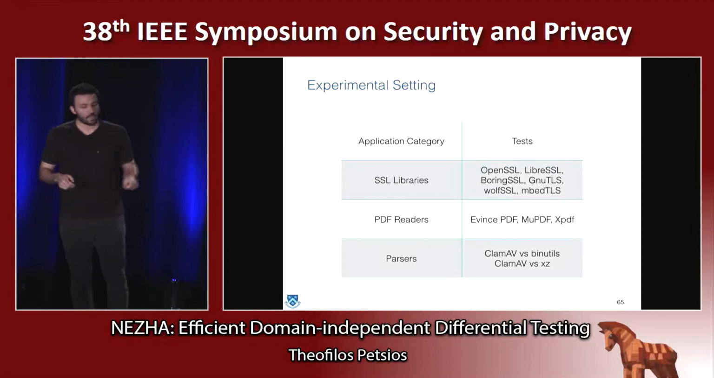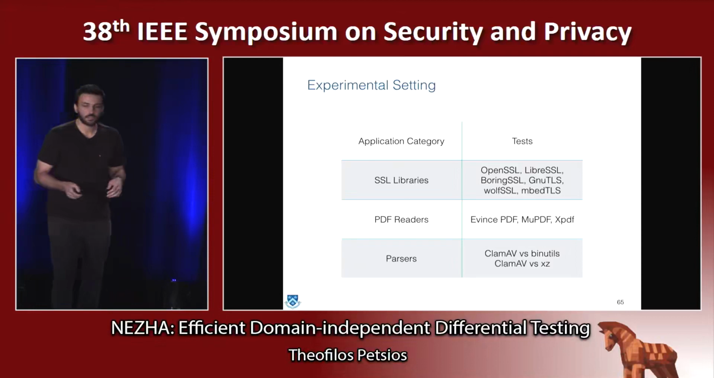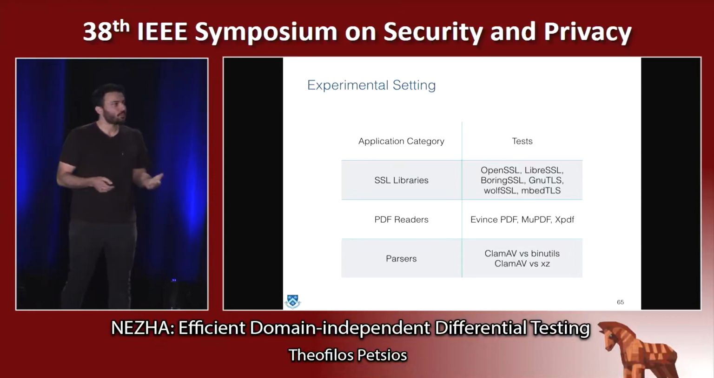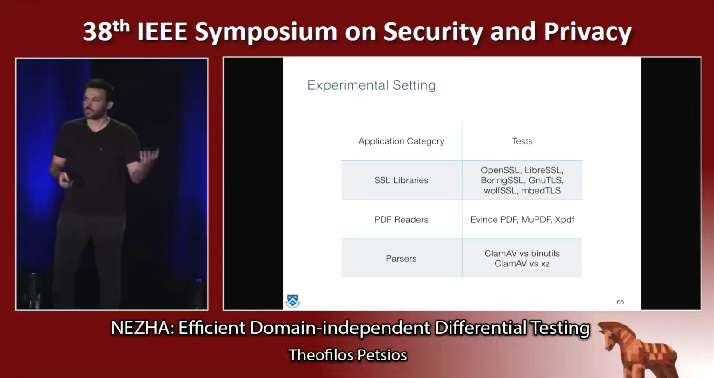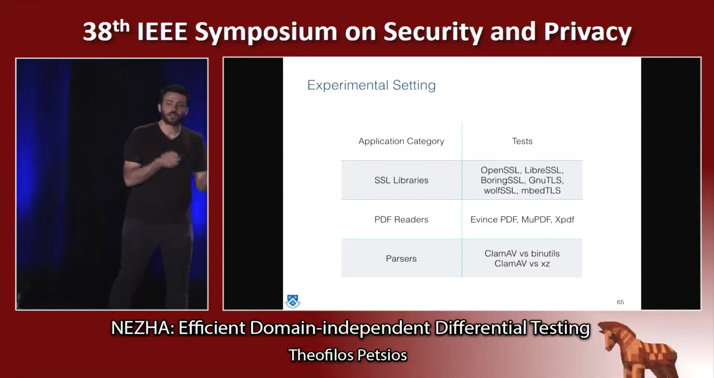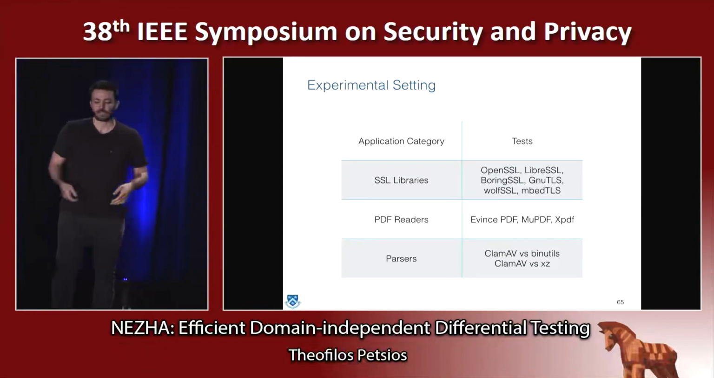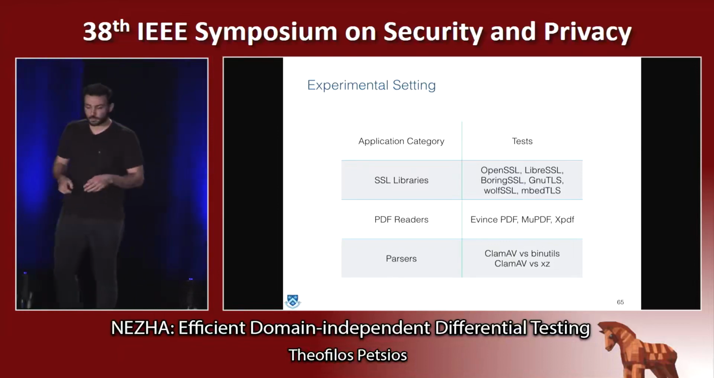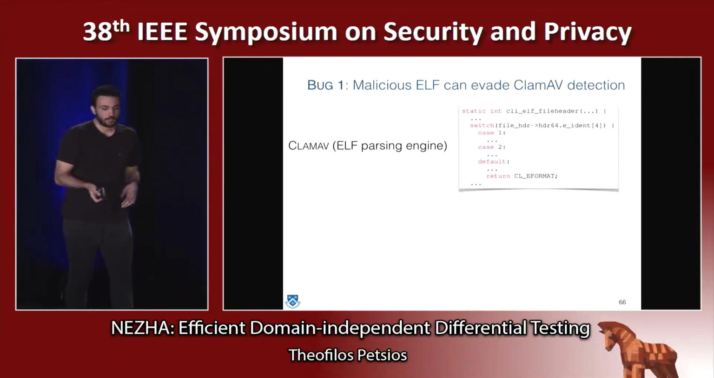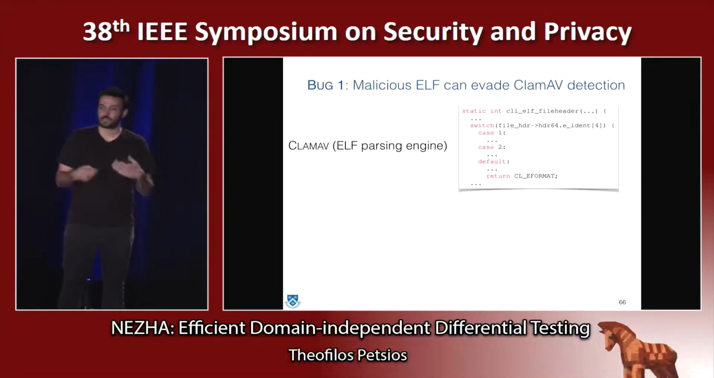So for these domains where we applied NEZHA, we compared the SSL libraries, as I mentioned, and also different PDF readers. And we thought, okay, let's try out different file parsers. For instance, what if we try ClamAV, the open source antivirus, with some other very well-used file parsers like binutils or the XZ library.